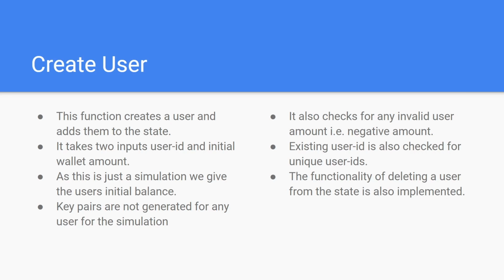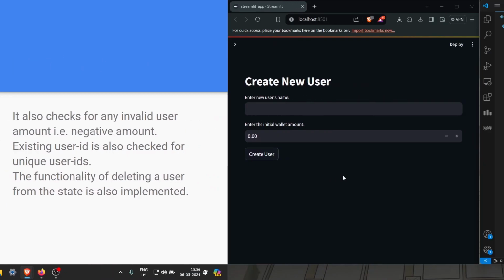It also checks for a negative initial amount. Existing user IDs are also checked, to keep user IDs unique. The functionality of deleting a user from the state is also implemented in our project. Let us see the implementation now.